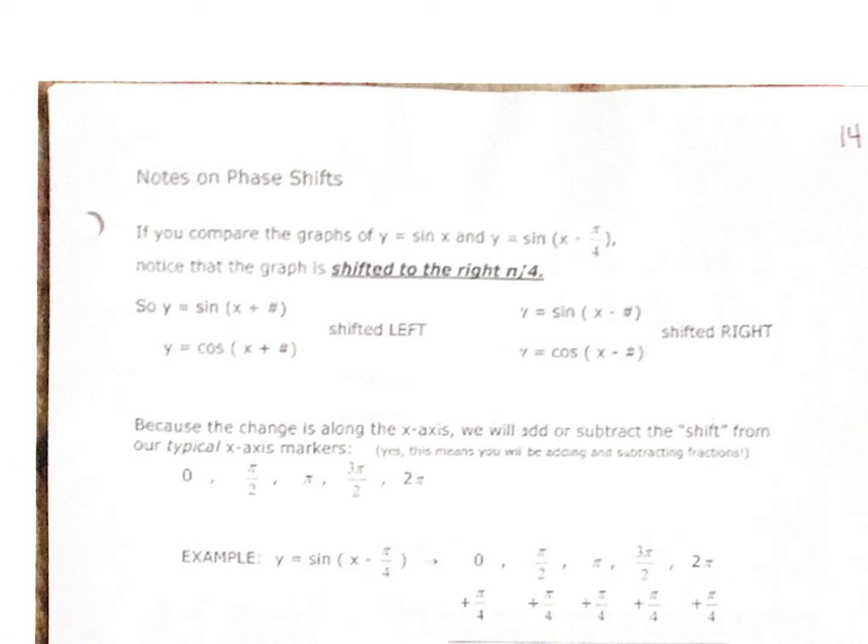If you're comparing the graph of y equals sine x and the graph of y equals sine of x minus pi over 4, that graph is the exact same graph, it's just shifted right pi over 4. Okay, so that's what we're going to be looking at. If you see x plus a value, whether it's sine or cosine, you're shifting left. And if you see x minus a value, then we are shifting right. That is just as it has always been all year long, all through Algebra 2, whatever classes you've ever had, right?